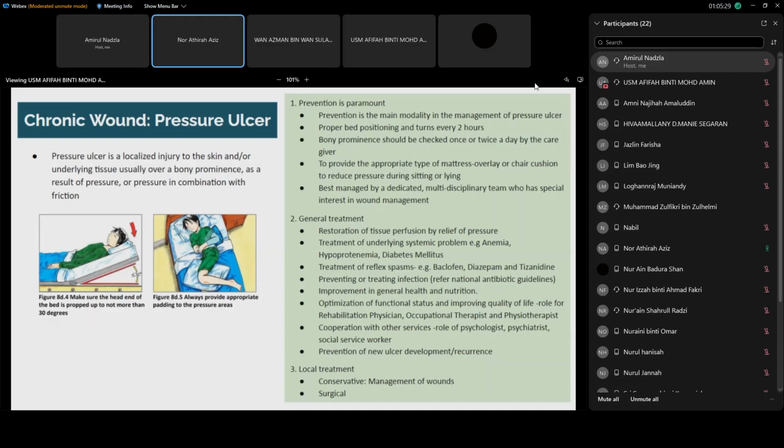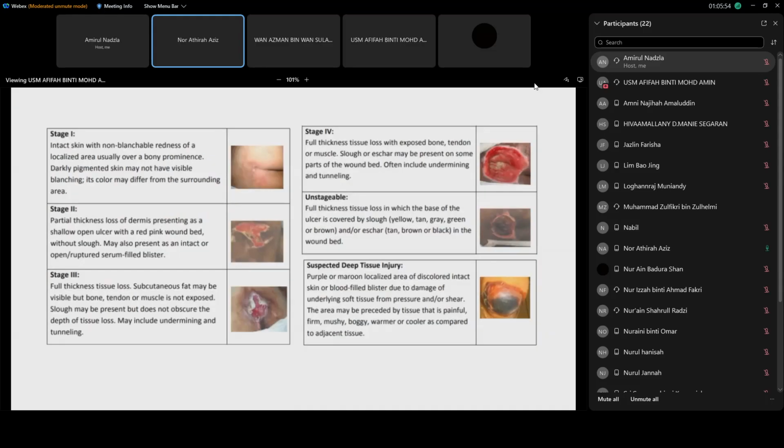We have to improve patient's general health and also nutrition. We optimize functional status, improving quality of life. We have to cooperate with other services as a whole, and then we have to prevent new ulcer development or recurrence. For local treatment, it could be conservative or surgical. Next.